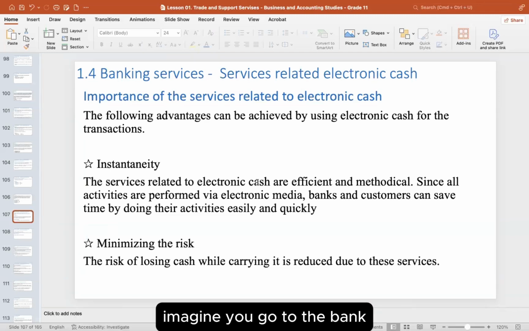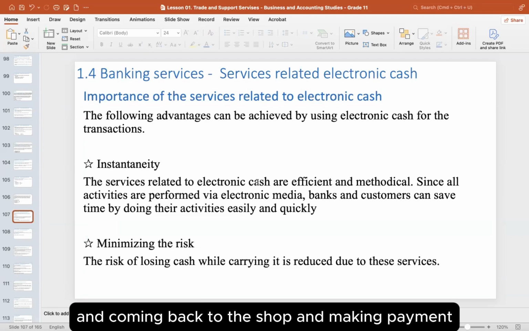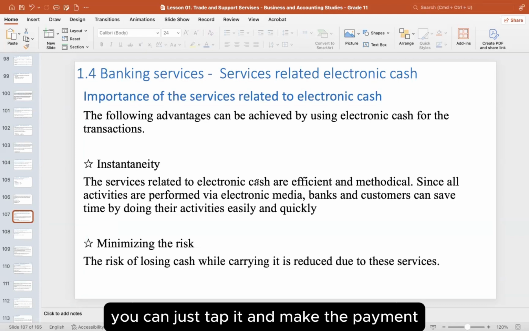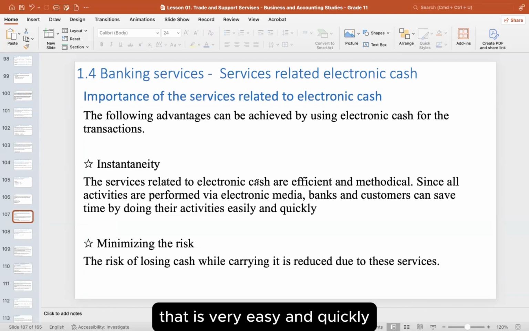Imagine you go to the bank, wait at the counter, take 5,000, come back to the shop and make the payment. That is a hassle. But if you have a card, you can just tap it and make the payment. That is very easy and quick. So very instant.